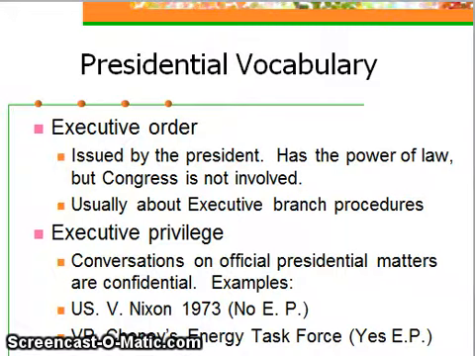Other executive orders deal with how the CIA operates, or how the EPA, for example, would implement the Clean Air Act or the Clean Water Act.